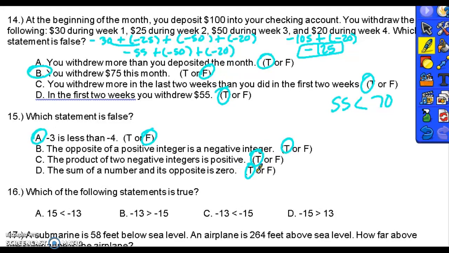Which of the following statements is true? 15 is less than negative 13. That's false. Negative 13 is greater than negative 15. That's true. Negative 13 is less than negative 15. That's false. And negative 15 is greater than positive 13. That is false.